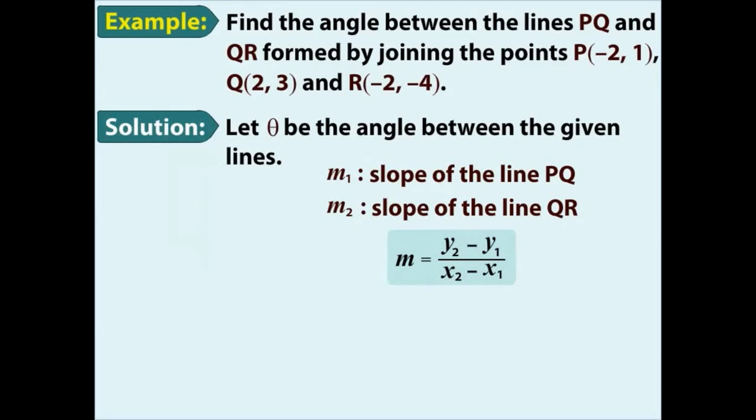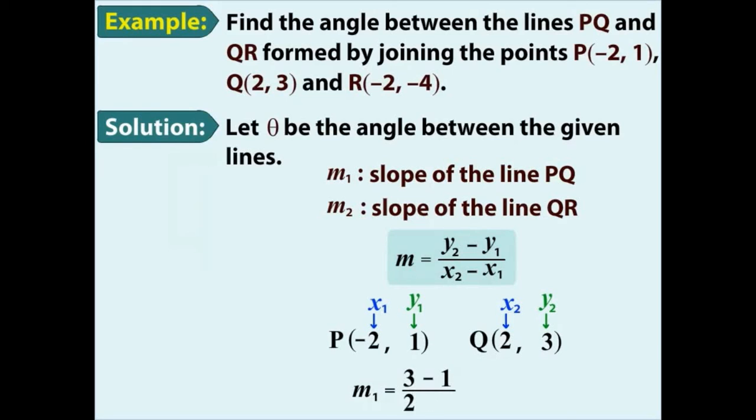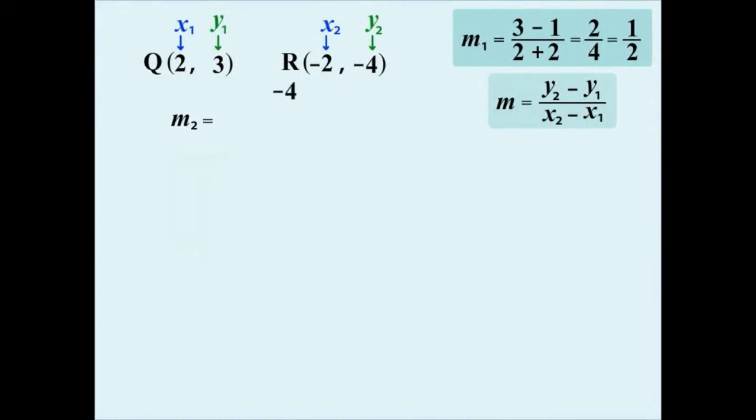Here, for the line PQ, the slope of PQ is given by (3 minus 1) over (2 plus 2). This is equal to 1 over 2. Similarly, for the line QR, the slope of QR is given by (-4 minus 3) over (-2 minus 2). This is equal to 7 over 4.